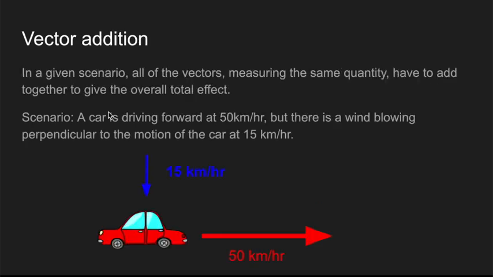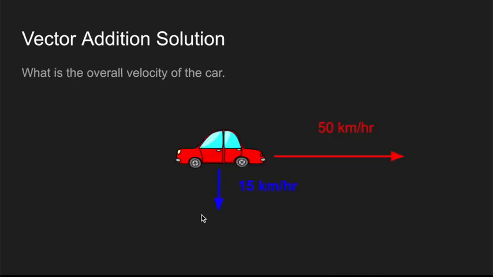All right, so vector addition. In a scenario, whatever our scenario might be, all of the vectors, which measure the same quantity, have to add together to give the overall total effect. So I have a car driving at 50 kilometers an hour, but there is a wind blowing perpendicular to the motion of the car at 15 kilometers an hour. So I have two different things that I'm measuring, both velocities, and they're both affecting the object I am measuring. And I have to add those two pieces together in order to find out what is truly going on.